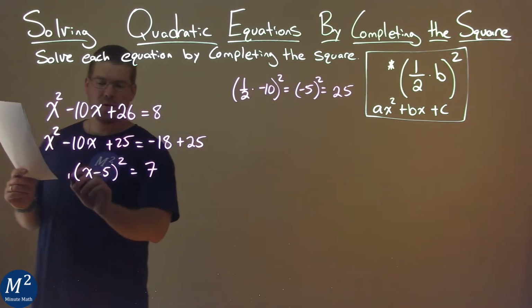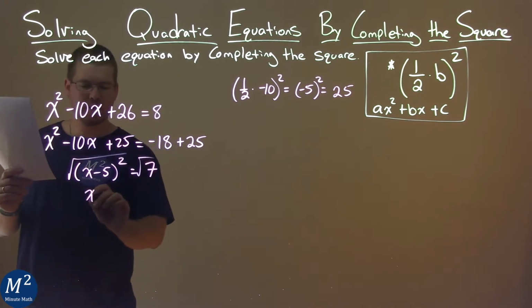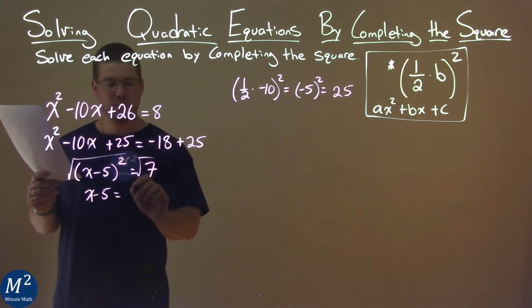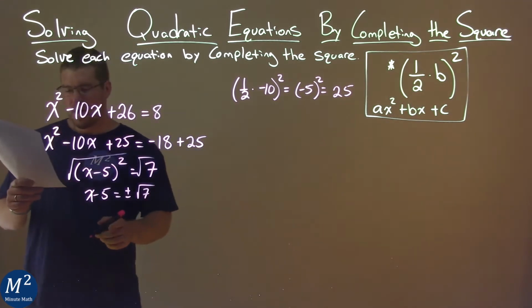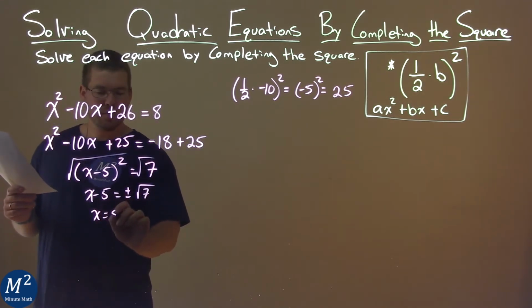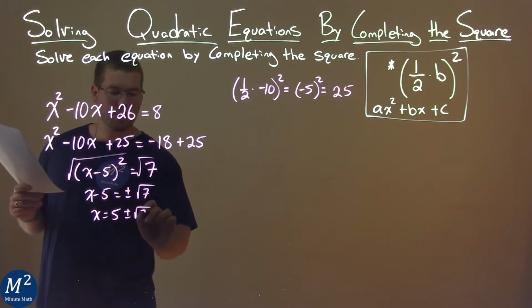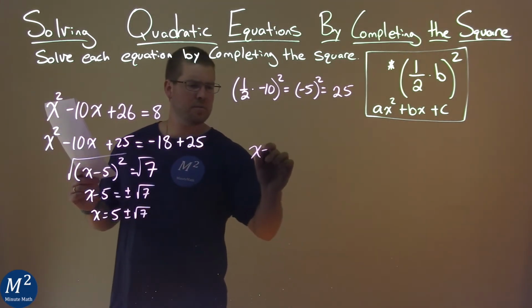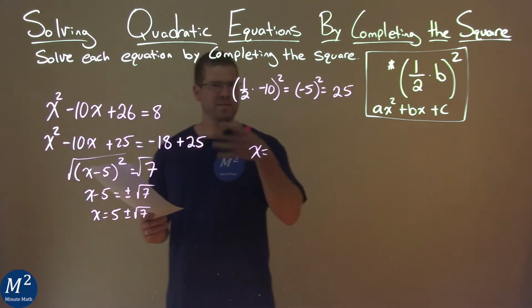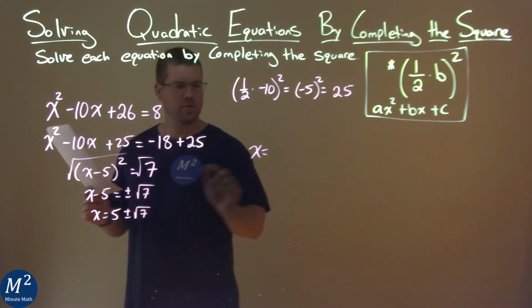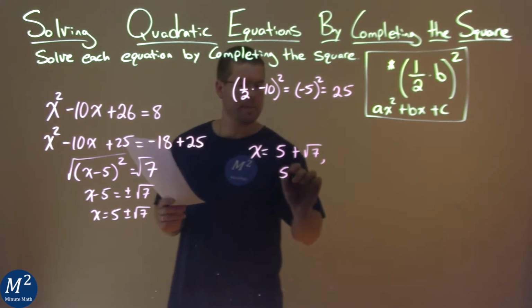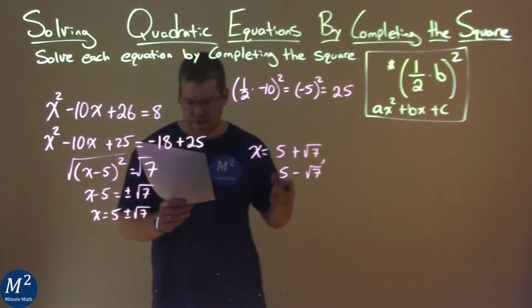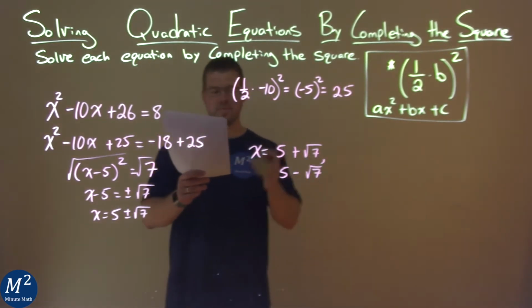Now we have to take a square root of both sides. We have x minus 5 equals plus or minus, don't forget it, the square root of 7. Add a 5 to both sides, and we have x equals a positive 5 plus or minus the square root of 7. And so now we can write this, instead of plus or minus, let's do each one individually: 5 plus the square root of 7, and 5 minus the square root of 7. And so that is our final answer.